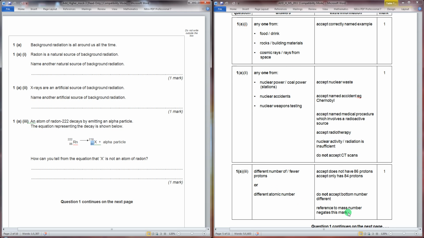Very important to realise, though, that you can't hedge your bets and say, well, it's got to be one of the numbers that's different. If I write both of them, then I'll get the mark. You can't do that. It says down here, reference to the mass number negates this mark. So if you put the atomic number is different and the mass number is different, you wouldn't get the mark. Only the atomic number matters.